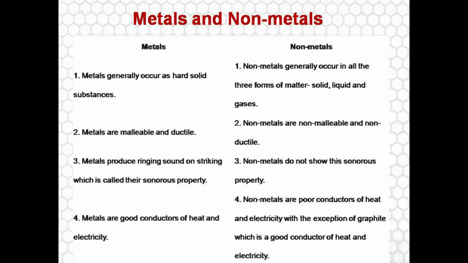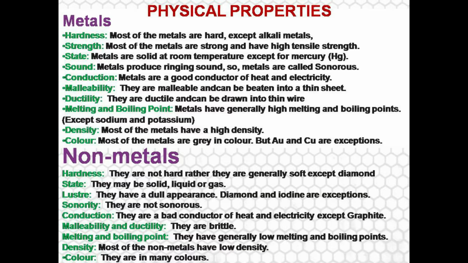Here is the difference between metals and non-metals. So read it, learn it, and write it in the exam. They are solid at room temperature except mercury, which is liquid. Sound: they produce sound, therefore they are known as sonorous. Malleability: they can be converted into thin sheets. Conduction, melting and boiling point: they generally have high melting and boiling points. Density: they have very high density.